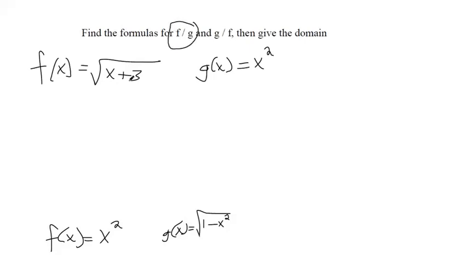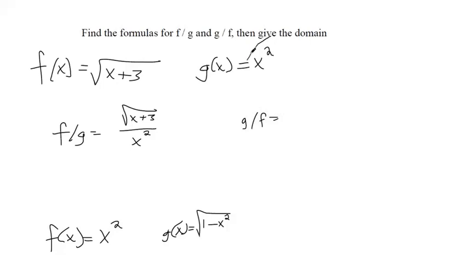So f divide g just means take the function f, what it's equal to, and divide by the function g. So f divide g in this case is the square root of x plus 3 over x squared. And that's it. That's f divide g. G divided by f just means take the function g, divide by the function f. So it looks like this.